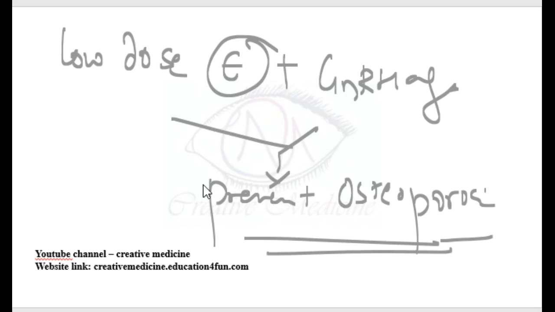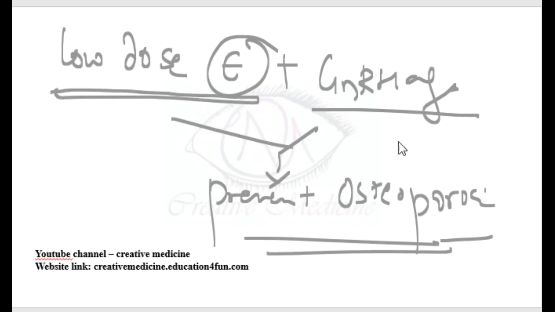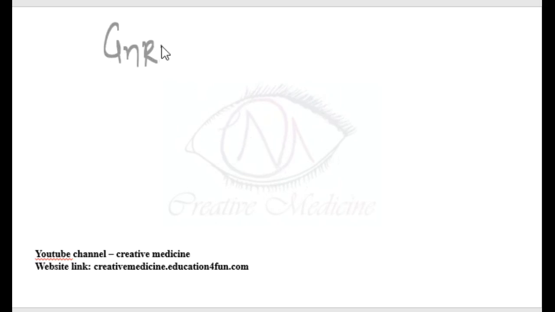That is, the dose of estrogen required to prevent osteoporosis is much less than the dose required to support endometriosis. So, in order to prevent osteoporosis, we can give low dose estrogen with gonadotropin releasing hormone agonist. Gonadotropin releasing hormone antagonists can also be used, and most commonly cetrorelix is used.